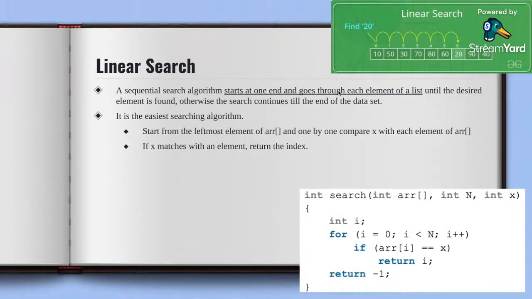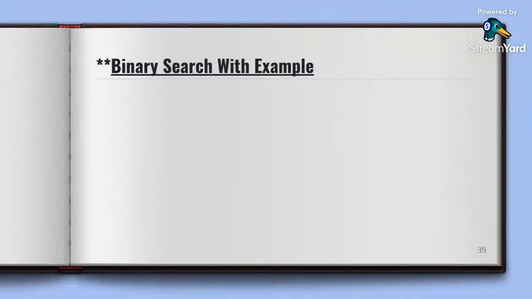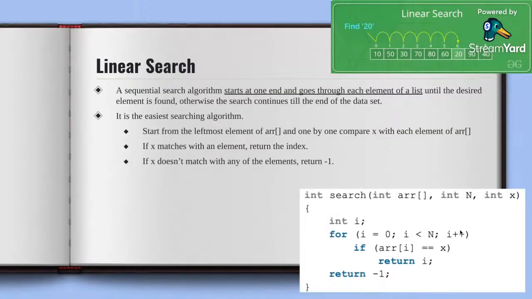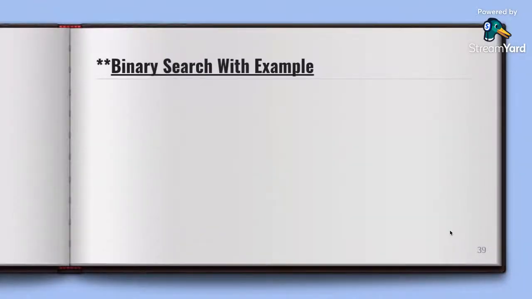Start from the leftmost element of the array and one by one compare x with each element of the array. If x matches with an element, return the index. If x does not match with any element, return -1. So this is the one. Just loop through till the end of the array. Just keep comparing it. If you find it, return that. Otherwise, return -1.